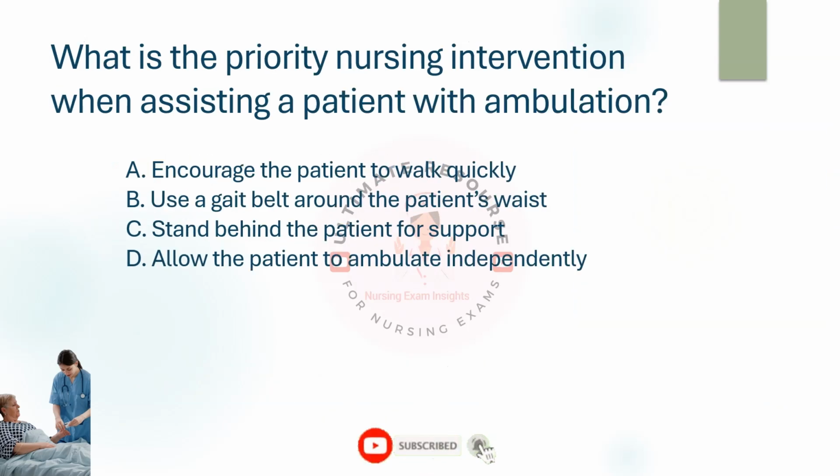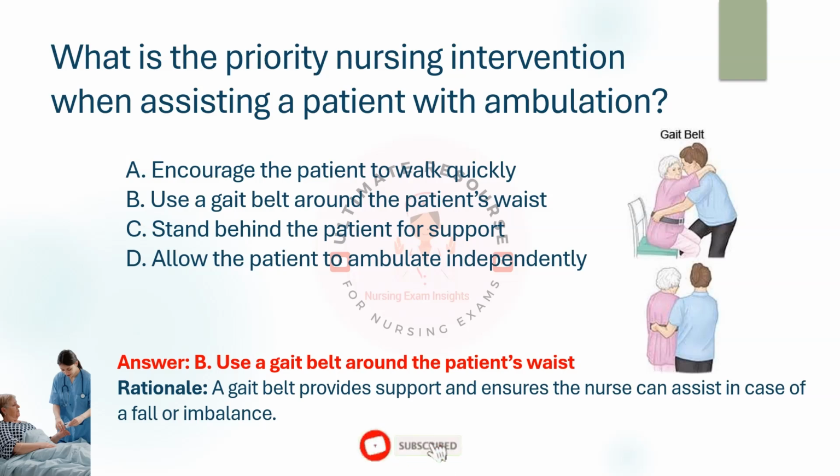What is the priority nursing intervention when assisting a patient with ambulation? Options are A. Encourage the patient to walk quickly. B. Use a gait belt around the patient's waist. C. Stand behind the patient for support. D. Allow the patient to ambulate independently. Answer is B. Use a gait belt around the patient's waist. A gait belt provides support and ensures the nurse can assist in case of a fall or imbalance.